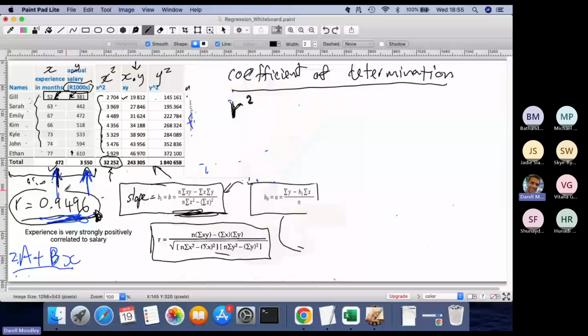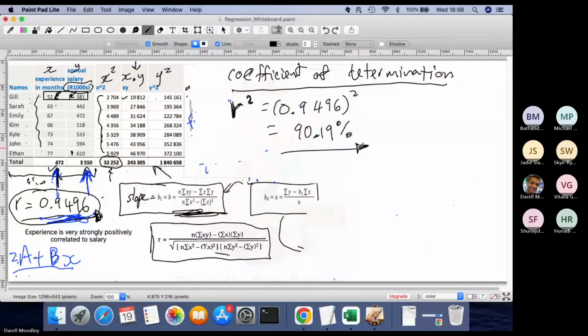There it is. It's 0.9496. So R squared is just that value raised to the power of 2. So it's 0.9496. That's all it is. The same R value, but you raise it to the power of 2, and then you write it as a percent. And if you do that, you'll get a value of 90.19%. That's what the coefficient of determination is, right?